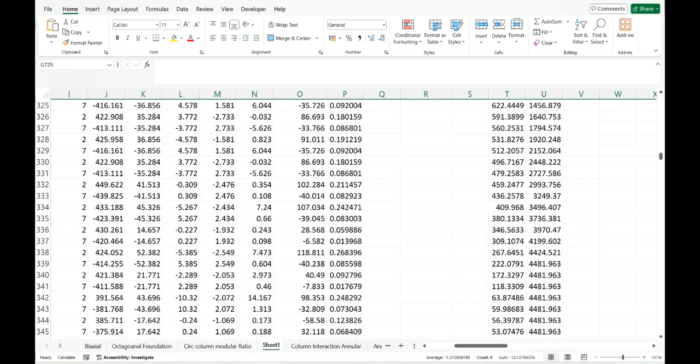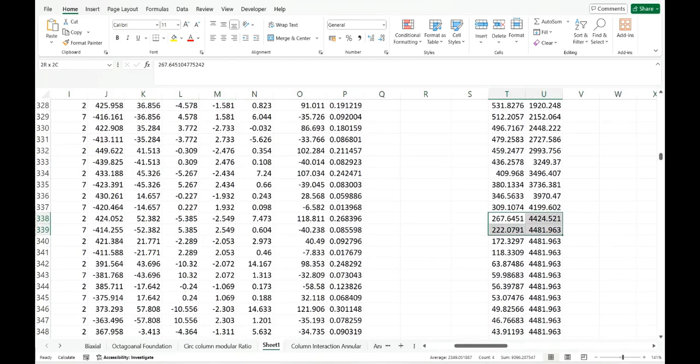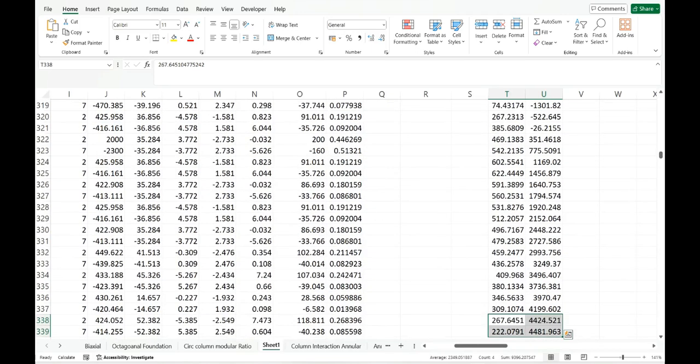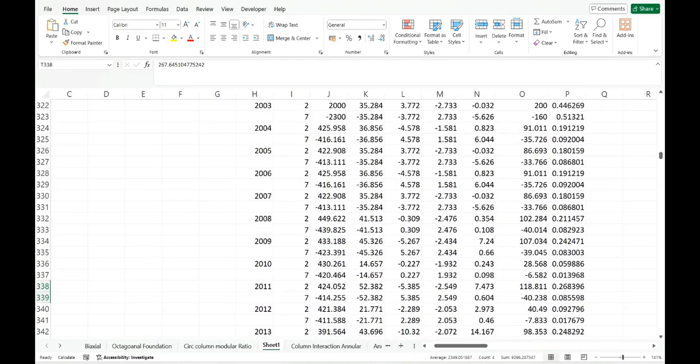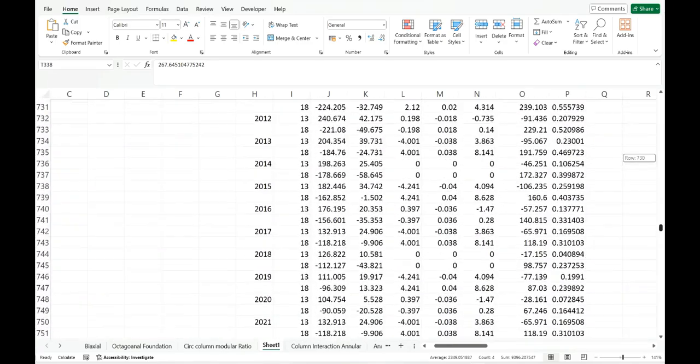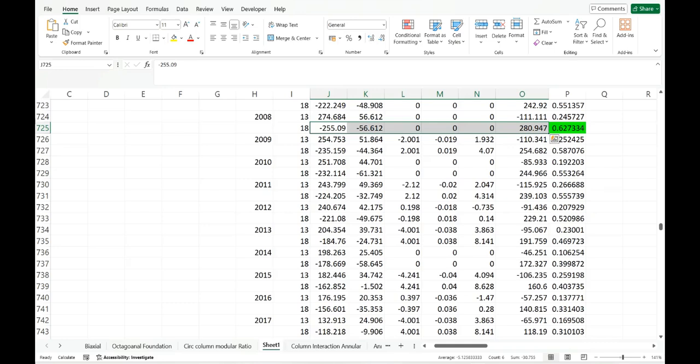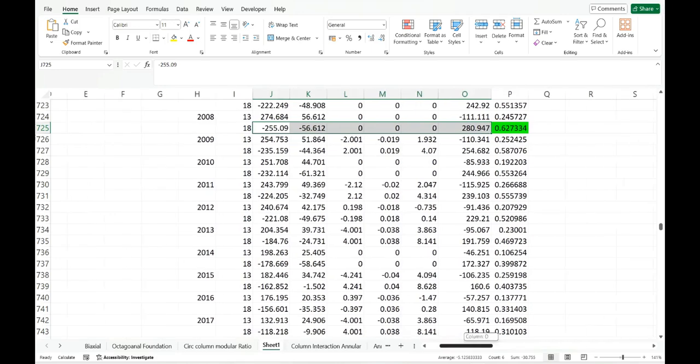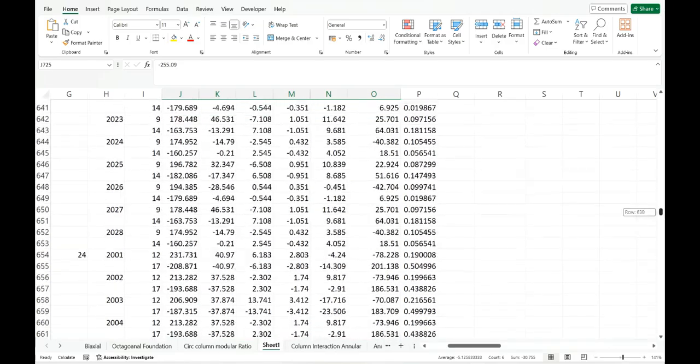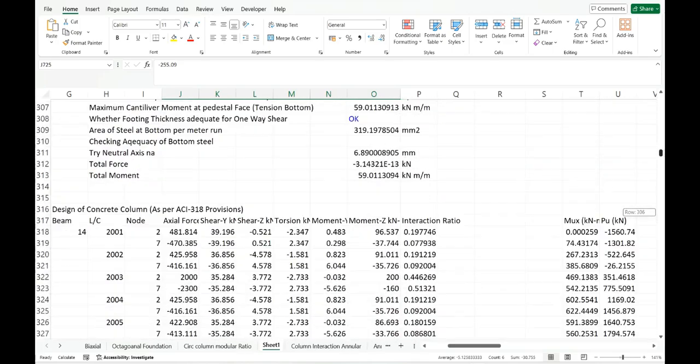For 255 kilonewton moment, we have a load capacity of almost 4,400. No, something is not right. Let's see the value again. No, this is actual force. 255 kilonewton is the actual compression, and the moment is 280. So for 255 kilonewton load, let's see.